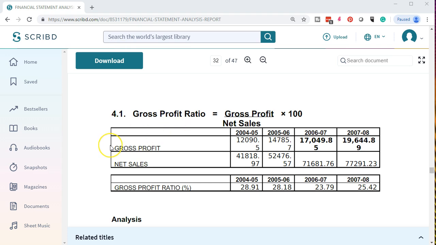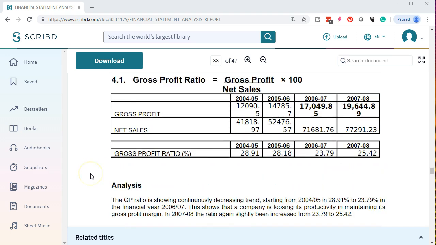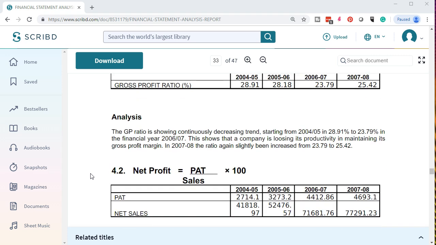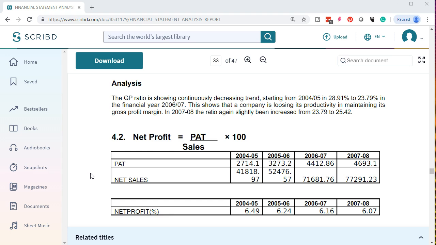So we got the gross profit ratio, gross profit divided by the net sales times 100. And if we go down to the analysis here, and again, you could go through and calculate the ratios for yourself and get some practice with that. We're going to go down to the analysis. The GP ratio is showing continuously decreasing trend starting from 2004, 2005 in 28.91% to 23.79% in the financial year 2006-07. This shows the company is losing its productivity in maintaining its gross profit margin. In 2007-08, the ratio again slightly been increased from 23.79 to 25.42.